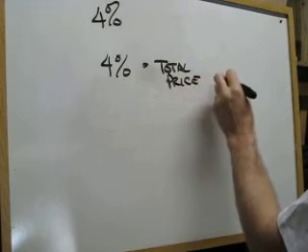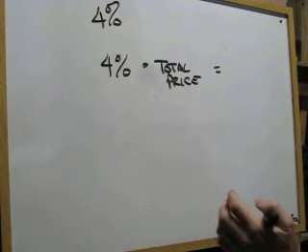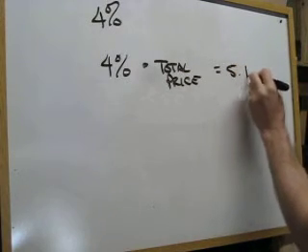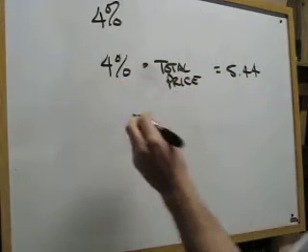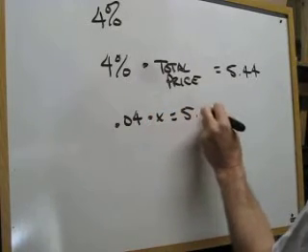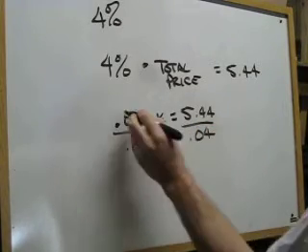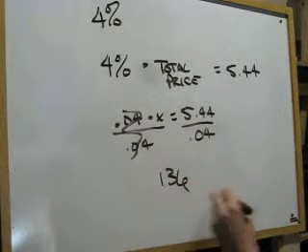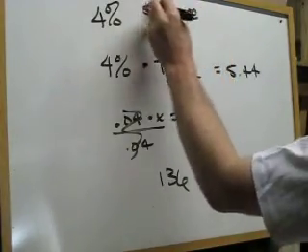We don't know the total price. But our other number, remember we're given two numbers and they have to go somewhere, and our variable goes as the third number. $5.44 is the other number they gave us. So 4% of the total price is $5.44. So 0.04 times x equals 5.44. Divide both sides by 0.04. Those cancel. So 5.44 divided by 0.04 is 136. Alright, so $136 is how much we paid for this bike.